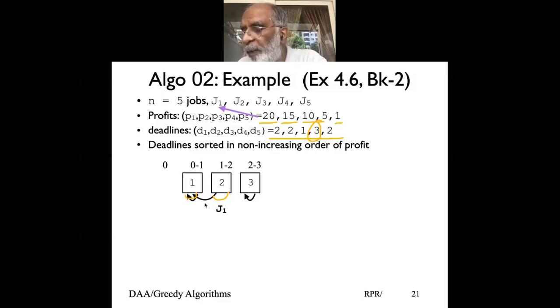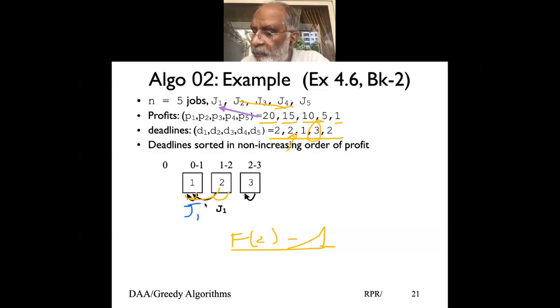Now 2 is occupied, so the earliest free time slot is 1. So F of 2 becomes 1, because this has become full. Now look at the next job, J2, with profit 15 and deadline 2. I don't have to search for anything free. I know F of 2 says 1, so I straight away come to 1 and schedule my job J2 right here, and I make the parents of both 1 and 2 point to here.